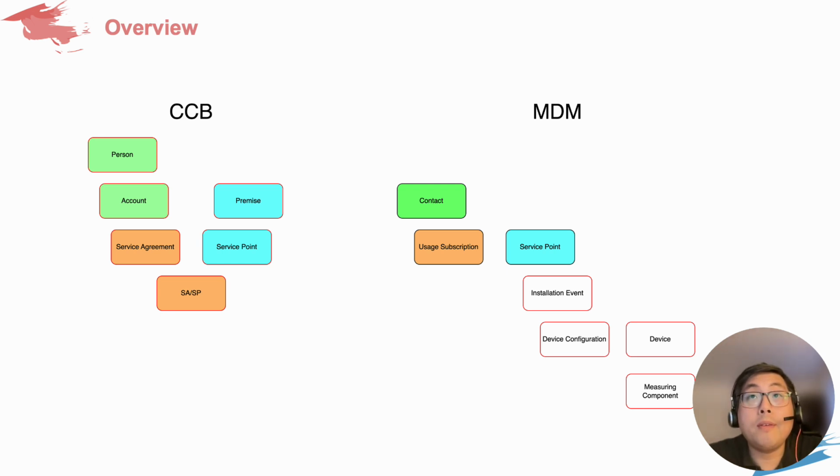So equivalently for, say, device, CCMB has an object called meter. For device config, they have a meter config, and for the measuring component, I think there's an object called register. And for installation events, they would have an object called meter service point history. So this is actually for asset management on CCMB, and where meter reads are captured on the register for billing.